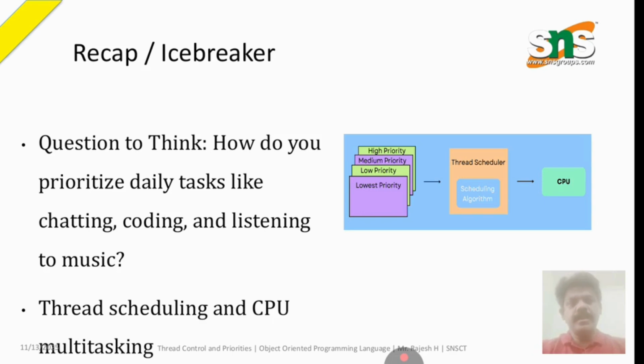And another one: thread scheduling and CPU multitasking. I gave you examples of how the CPU schedules the various tasks when you try to execute them on a PC, and every program is a set of threads. So how are the threads scheduled in terms of programming? These two things you need to find answers to.